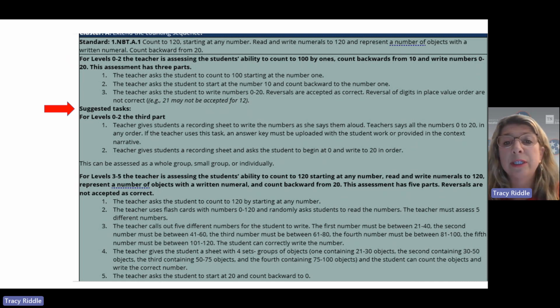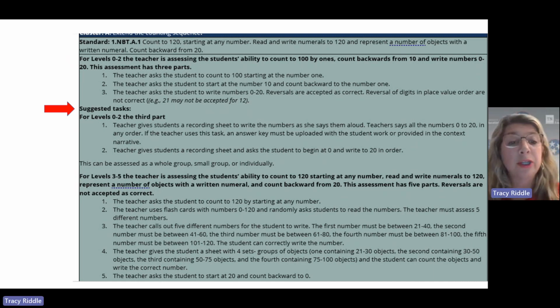For writing numbers 0 to 20, a teacher could give a student a writing sheet and say numbers aloud, any number between 0 to 20, and the student writes that number. The teacher must say all of the numbers 0 to 20. They can say them in any order. Also, if you assess using this task, you must upload an answer key along with your student work, or put the answer key in the context narrative in order for a scorer to know the order and the numbers that the teacher has called out of order.